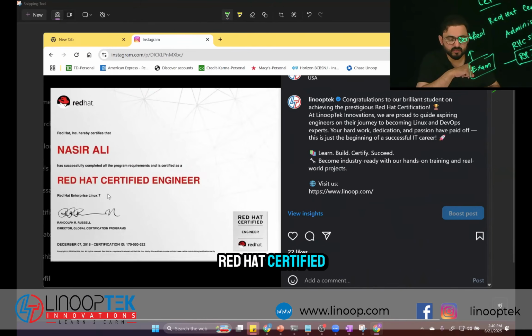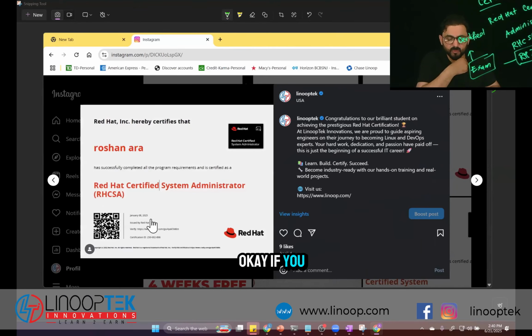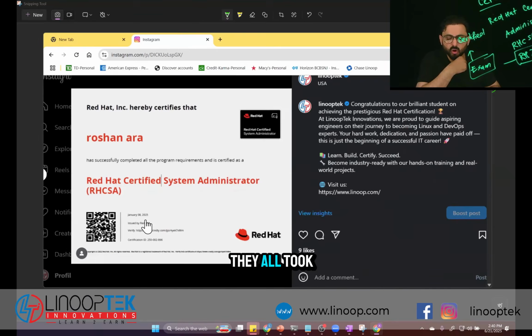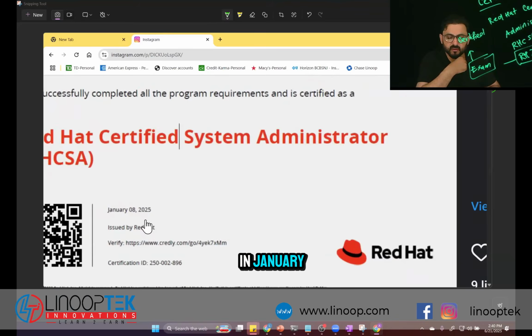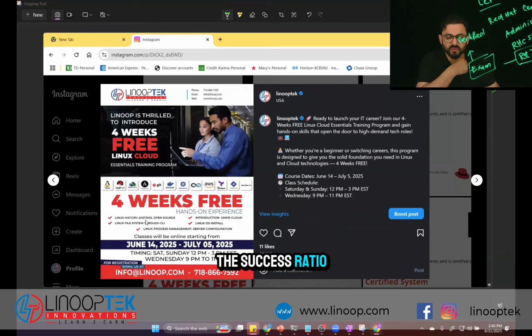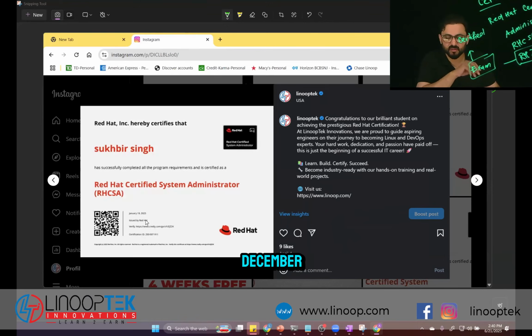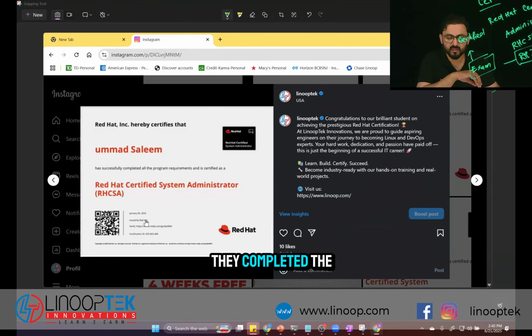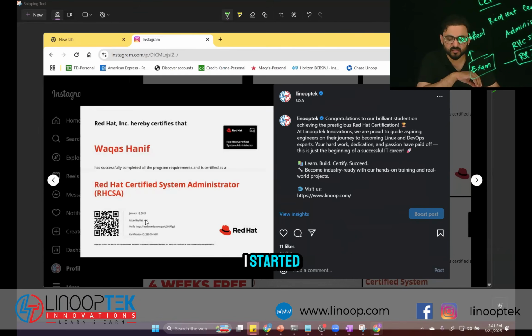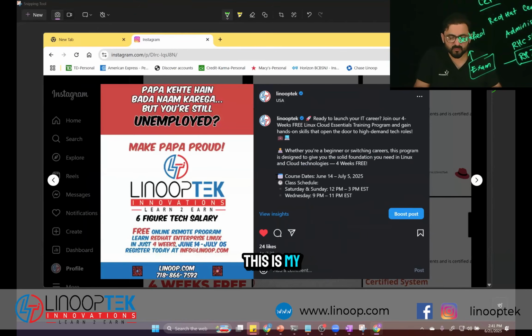And he's Red Hat Certified System Administrator and Red Hat Certified System Engineer. Okay? If you pay attention, they all took the certification track in January, around that time. And this is what I say, the success ratio. Look at them, all of them in December, January, February timeframe, they completed the certification track that I started. And so it's not even, by the way, this is my favorite one.